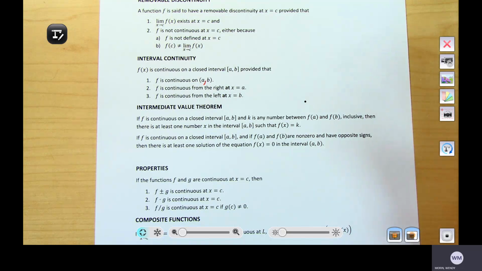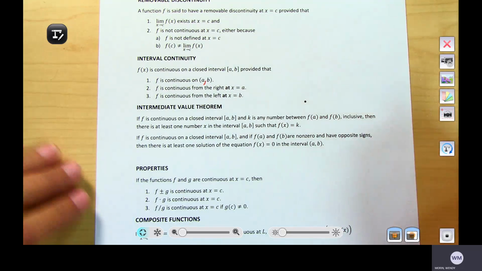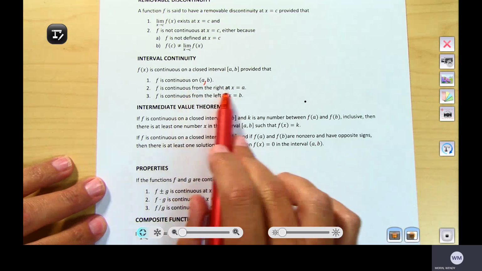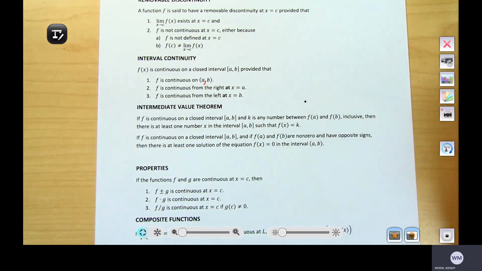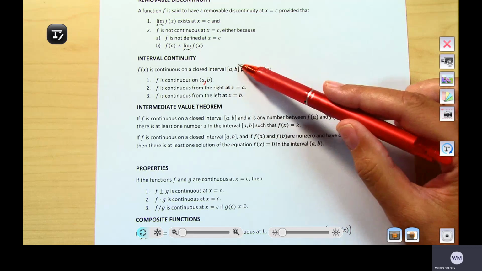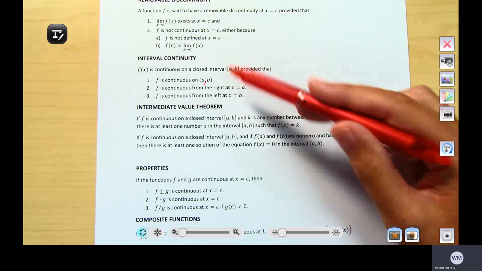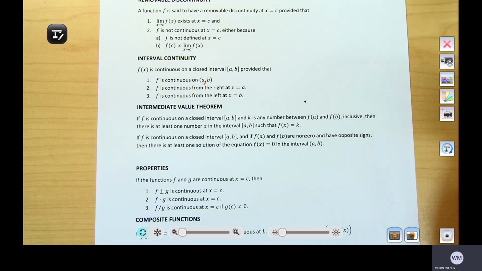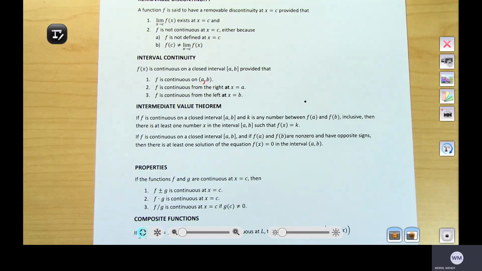Later on, we talk about increasing and decreasing over an interval. So if it's continuous coming from the right and it's continuous coming from the left, then it's going to be continuous in the closed interval. Okay, interval continuity is not that big of a deal.